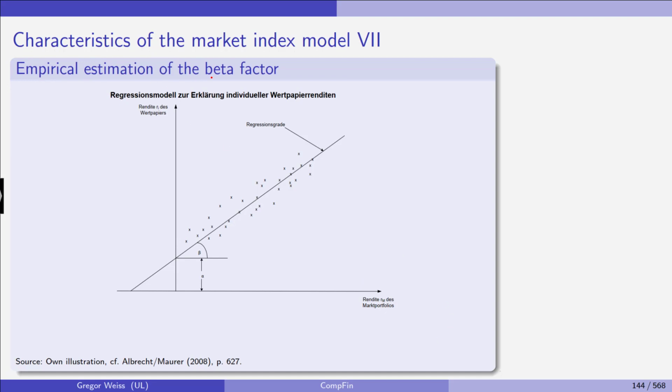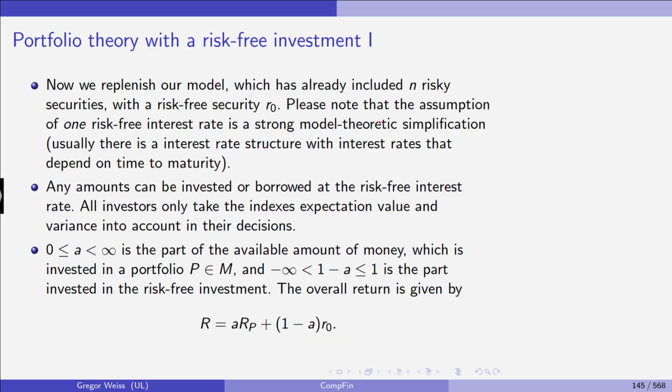This is the empirical estimation of the beta factor. We have the market return and the individual return. We have all our individual stocks, and then we have to estimate the regression, and we get the alpha factor and the beta factor based on this. Okay.